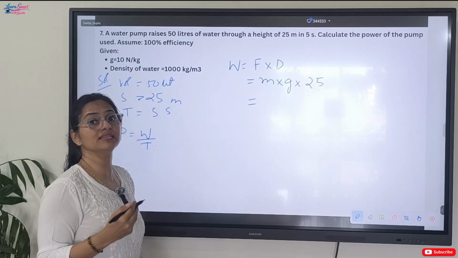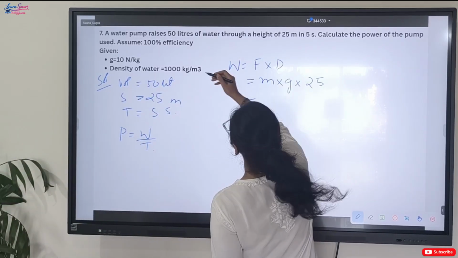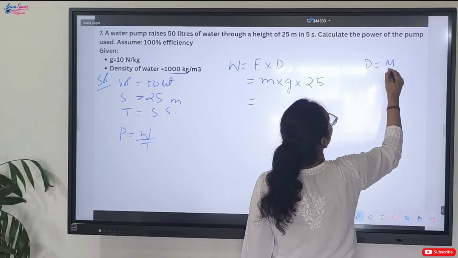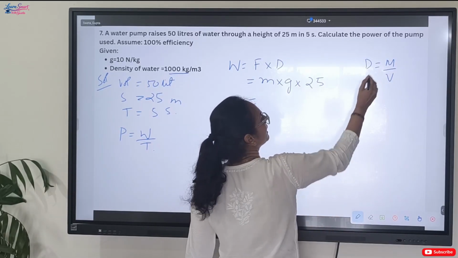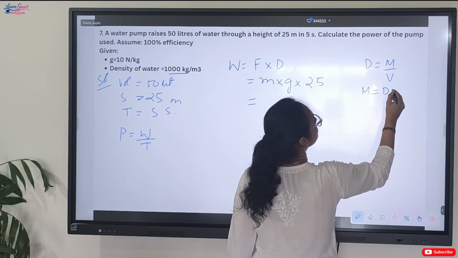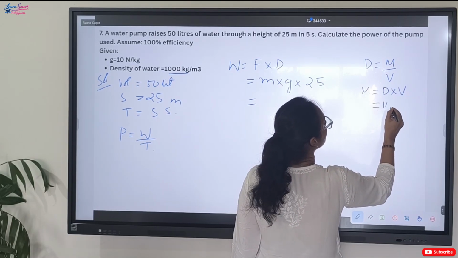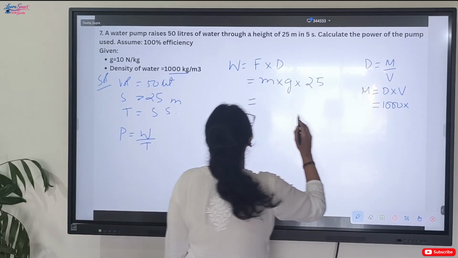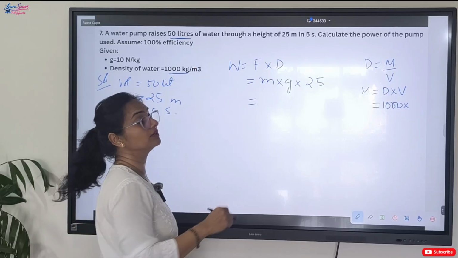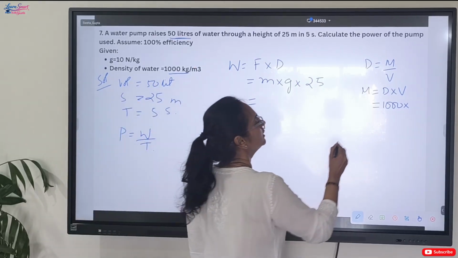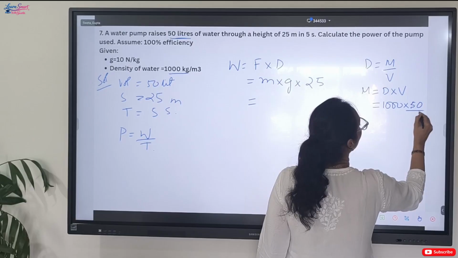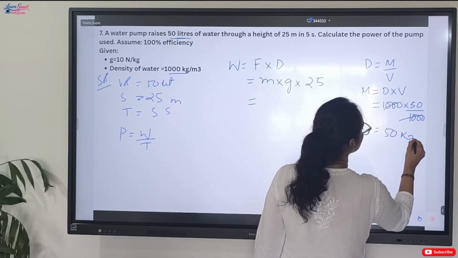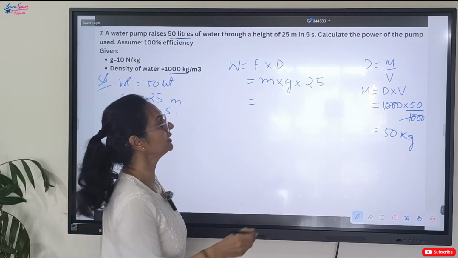And what is the M? How to get the mass of water? So we know density of water is given to us as 1000 kg per meter cube. We know that density is equal to mass upon volume, right? We have to calculate mass. So mass is equal to density into volume, and density of water is given 1000 kg per meter cube, and volume is given in liters, but we have to convert it to meter cube. How to convert? So 50 upon 1000, and we get 50 kg. So mass of the water is 50 kg.